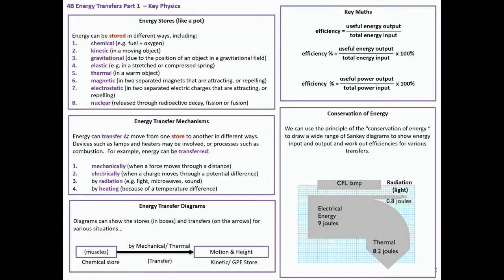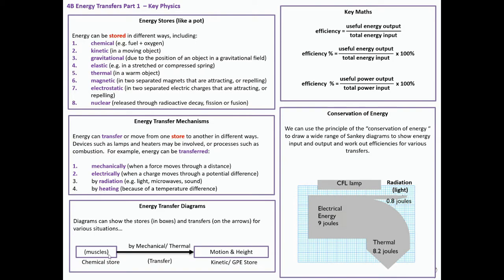Now, there are always transfer mechanisms, so we can go from one store to another. So devices such as lamps and heaters may be involved in processes such as burning, combustion, but the energy can be transferred mechanically when we move through a distance, a force and a distance, anything that moves. Electrically, when the charge moves through a potential difference, so in a wire, by radiation. So if it's in the form of light, microwaves and sound, we all just call that radiation. And by heating, because of a temperature difference, so when things heat up.